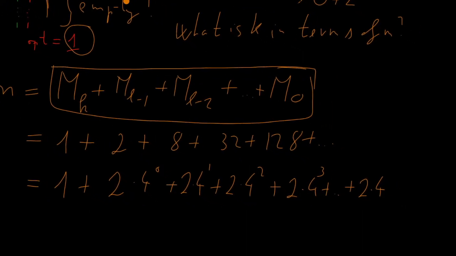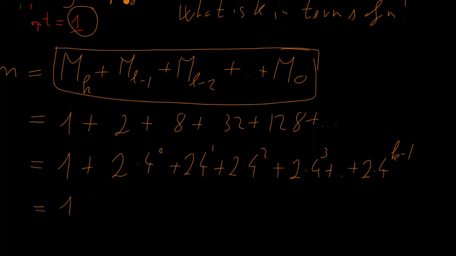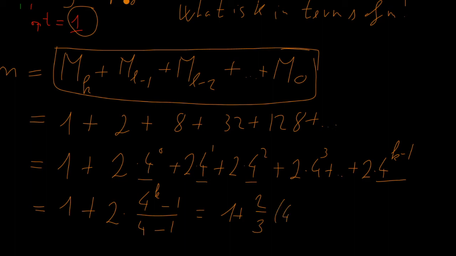Now I should just make the correct power. So here for k minus 1 I had a 0, for k minus 2 I had a 1, which means that this will be k minus 1. Yeah, that's right. And this is just the sum of a geometric series multiplied by 2. So the sum of 4 to the 0 plus 4 to the 1 plus 4 to the 2 and so on plus 4 to the k minus 1 is simply (4 to the k minus 1) divided by (4 minus 1). This is just the sum of a geometric progression. So right now we will have something which is just 1 plus 2 thirds times (4 to the k minus 1), and this is m.